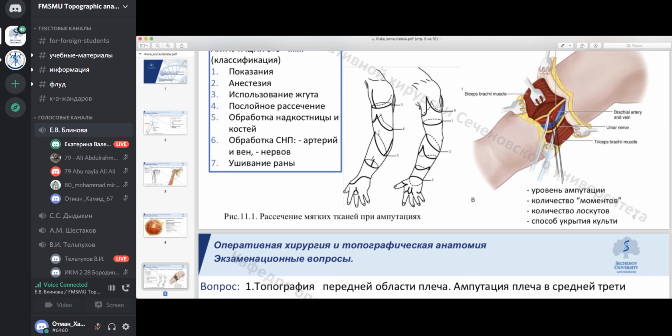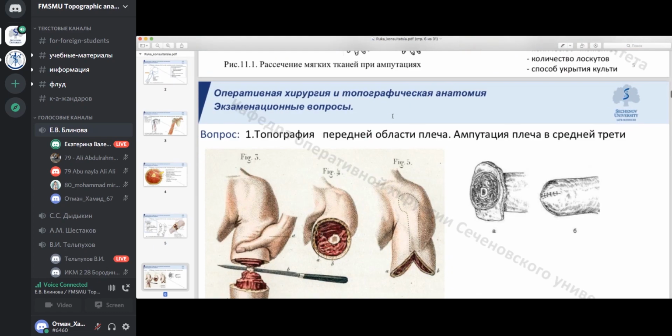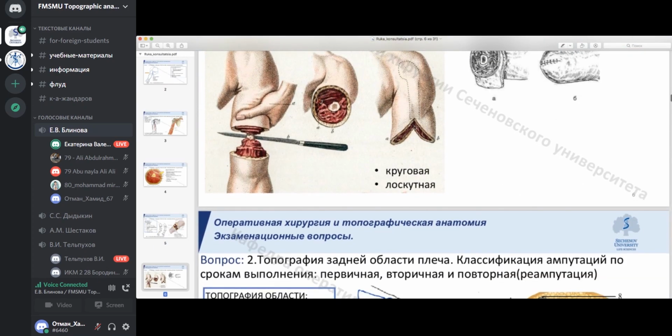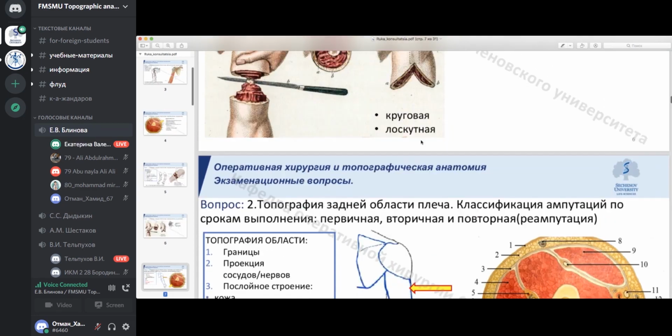You can incise the soft tissue at a 45-degree angle. This amputation is called oval amputation. Or you can make flaps. Maybe one flap if it's a finger. As usual, two flaps, one shorter, the other longer. The amputation of the upper limb, of the arm, is a flap amputation. The posterior flap is as usual longer than the anterior.